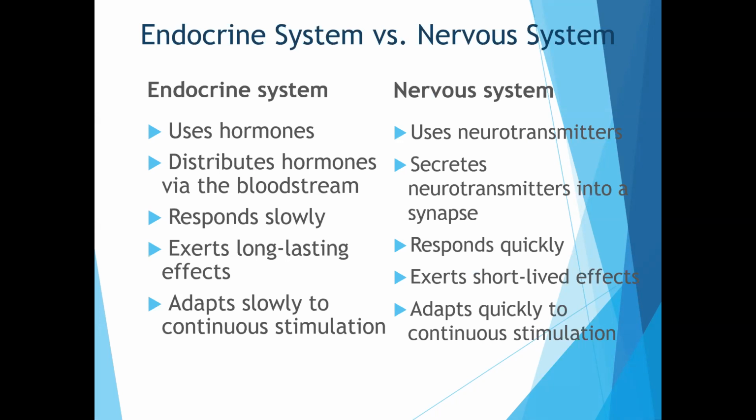So because the endocrine system distributes its hormones into the bloodstream typically, it's going to be a slow response because it has to travel throughout the body and actually exert its effect. The alternative to that is that it's actually a long-lasting effect, even though it's a slow onset. So we use our endocrine system to slowly adapt to constant stimuli. On the other hand, our nervous system tends to respond quickly, and its impulses exert short-lived effects. So this is our quick changes or quick adaptations to continuous stimuli, our nervous system.